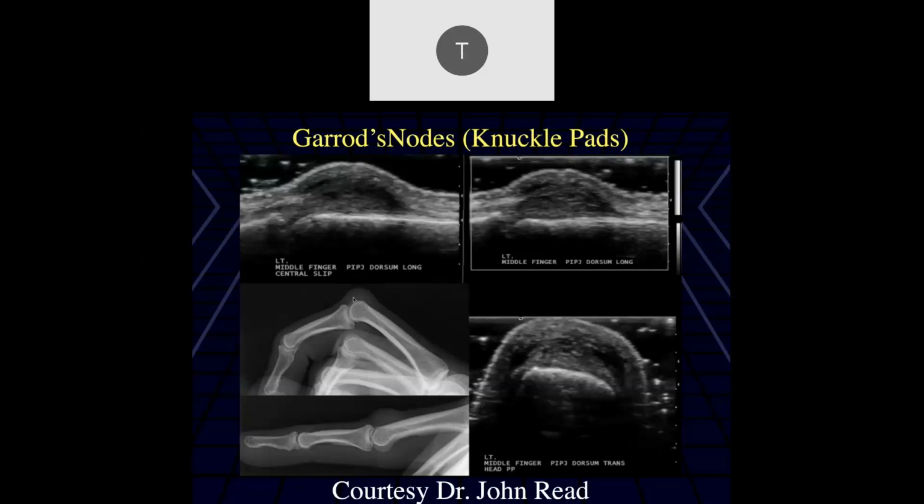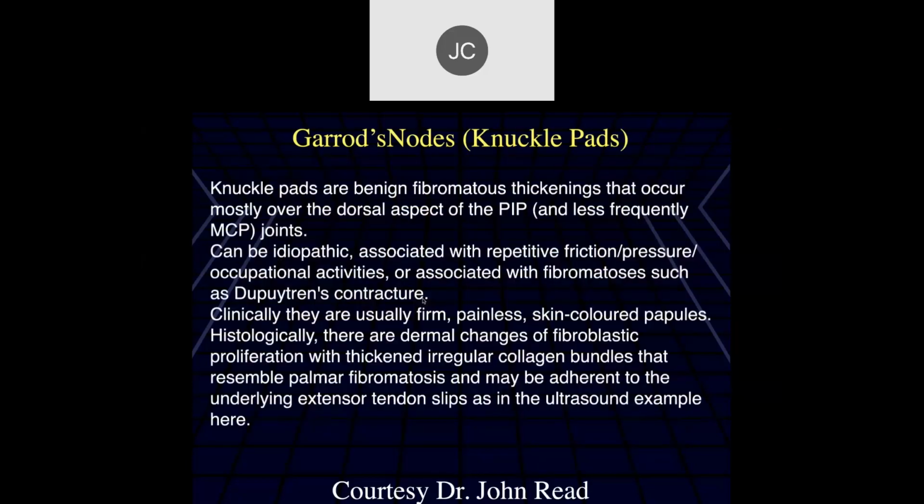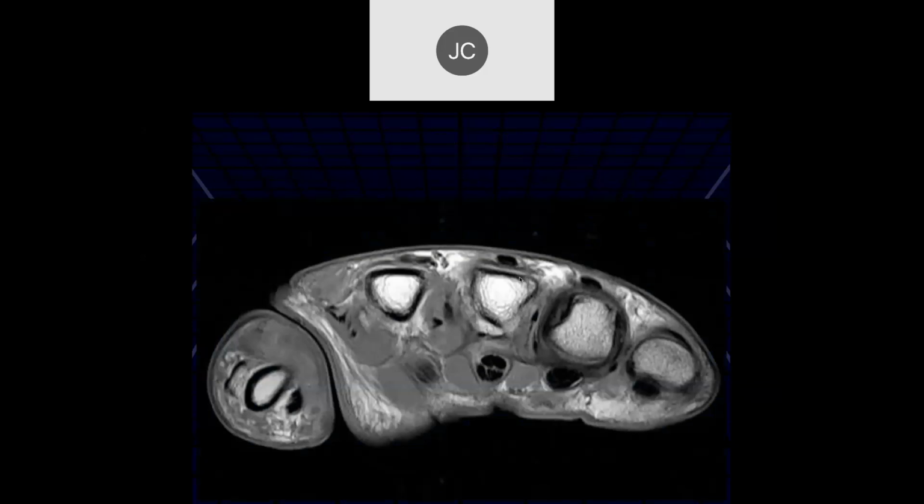Called knuckle pads. These are thickening of the soft tissue overlying the knuckles. I think that, yeah, here we go. This fibrous tissue is probably due to repetitive trauma, typically seen in workers. So it's probably just a kind of pressure lesion, except over the dorsal aspect of the joints. Okay, Elior.